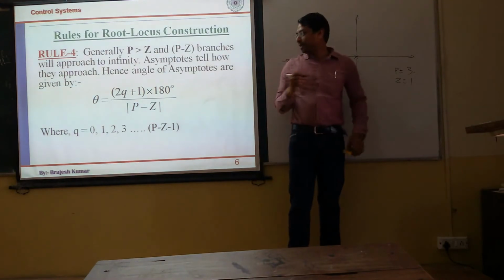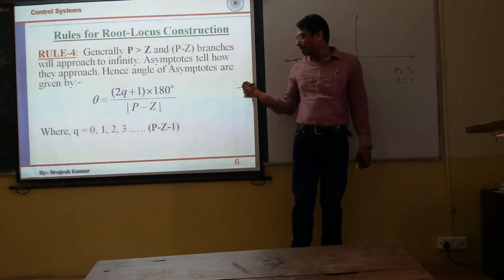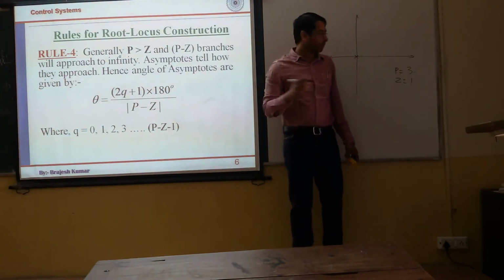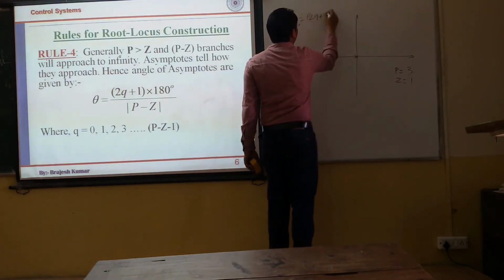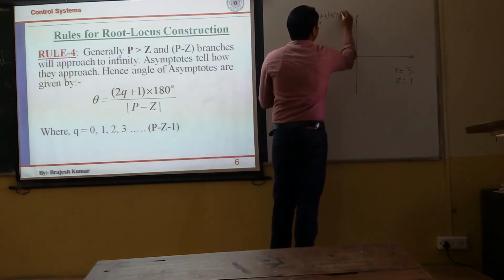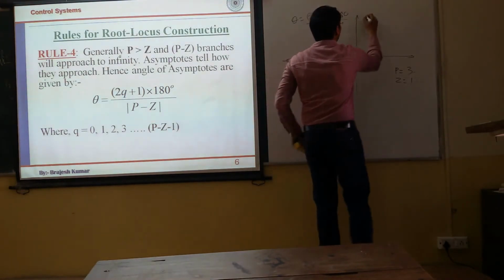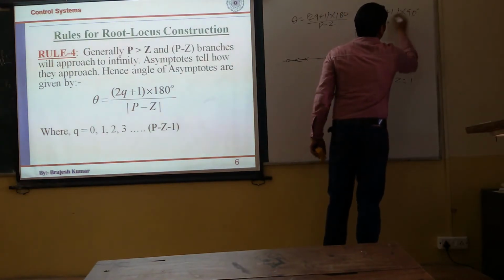So how many asymptotes will be possible for this? P minus Z. Note that the value of Q is going to be P minus Z minus 1. So we have theta equal to (2Q plus 1) multiplied by 180 degrees divided by P minus Z. Correct? So P minus Z is 2, so you can say (2Q plus 1) multiplied by 90 degrees for this particular example.